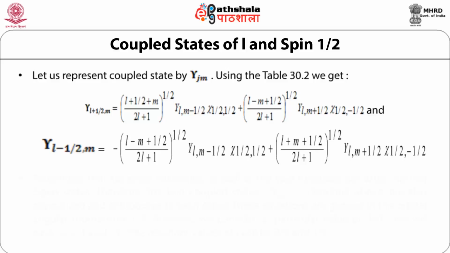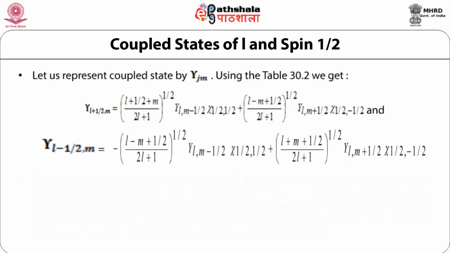and using the second table for the Clebsch-Gordan coefficients, we have the value of the coupled state Y subscript L plus 1 by 2 comma m given by bracket open L plus half plus m by 2L plus 1 bracket close to the power half Y_L,m-half xi_half,half plus bracket open L minus m plus half upon 2L plus 1 bracket close to the power half times Y_L,m+half xi_half,-half.